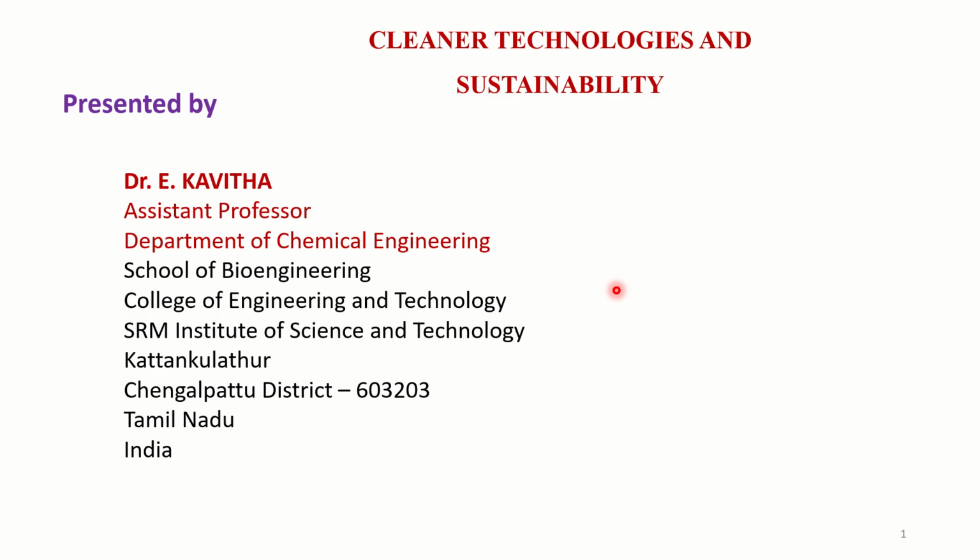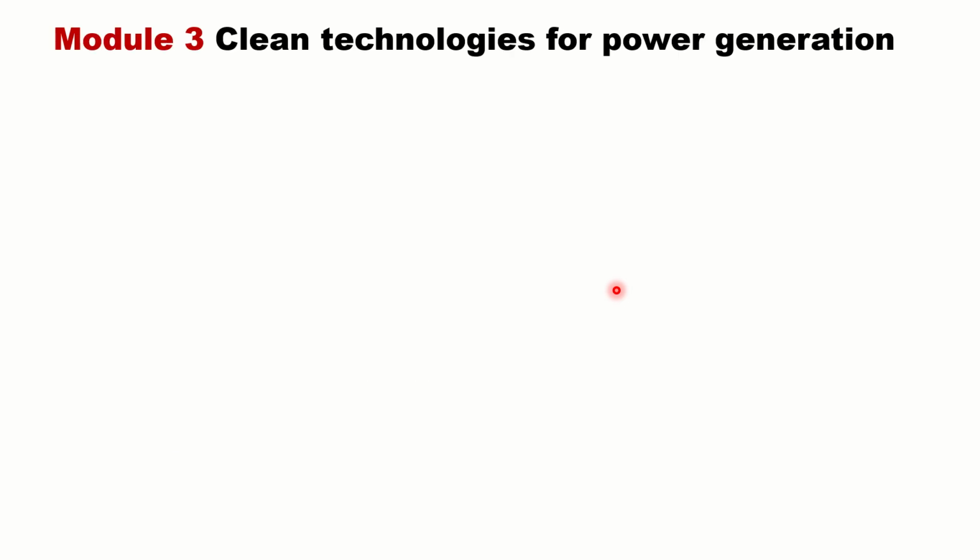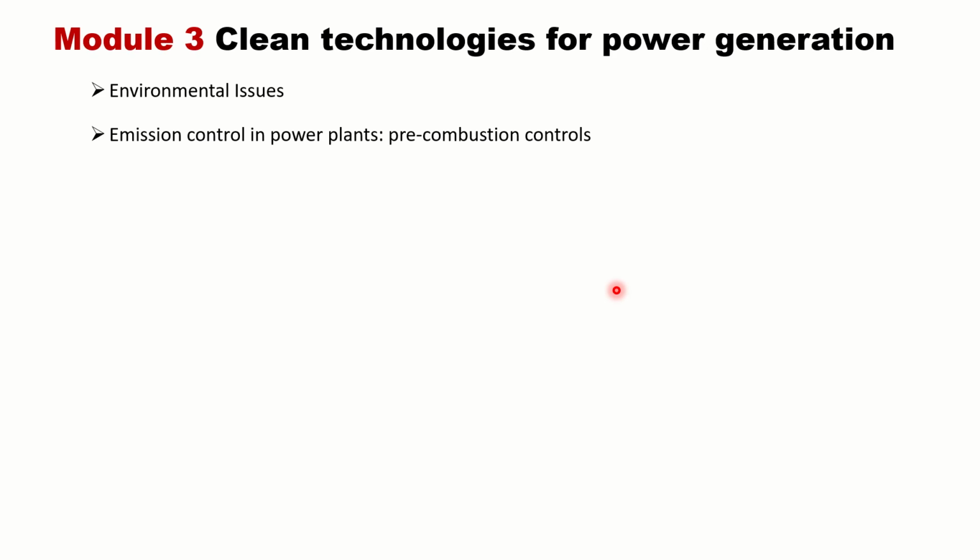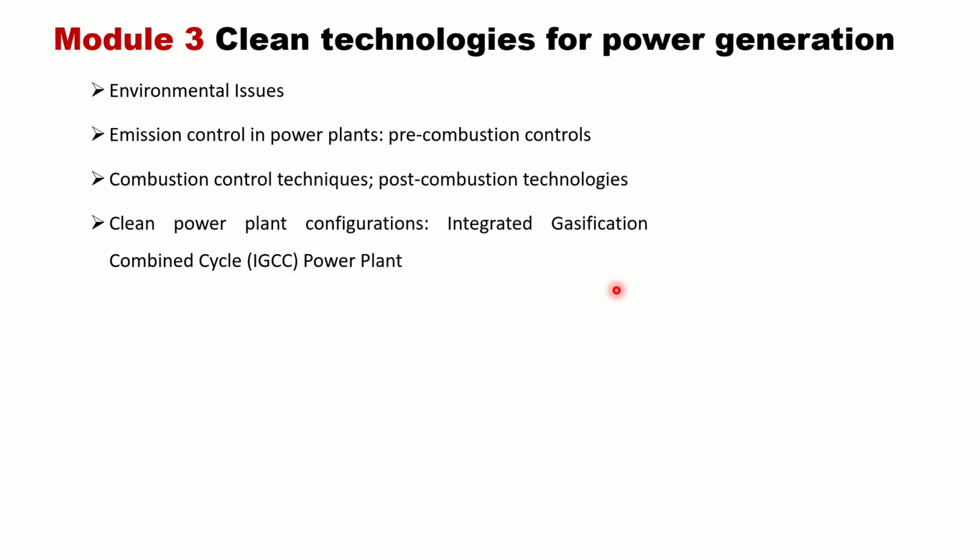Let us move on to the video. Module 3, Clean Technologies for Power Generation. So what are the contents in this Module 3? Environmental issues related to power generation, emission control in power plants, in that pre-combustion controls, combustion control techniques, and post-combustion technologies, clean power plant configurations, integrated gasification, combined cycle power plant, production of hydrogen.